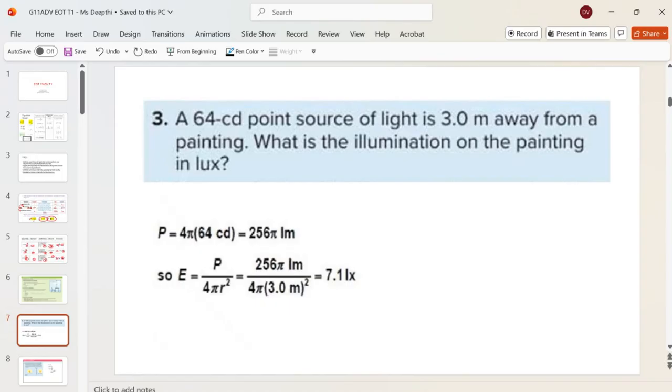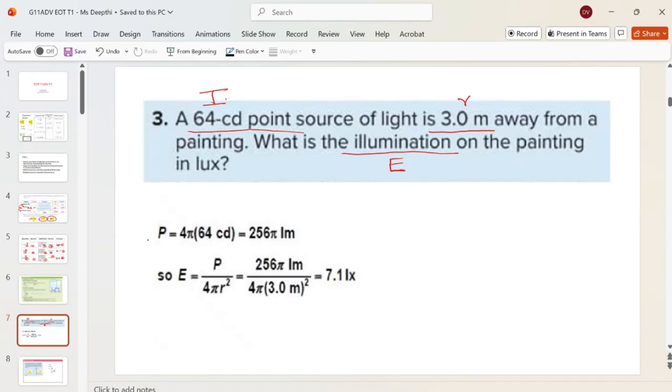Now let's solve some questions related to the topic. Let's go to the first question. A 64 CD point source. You should know the units to identify the quantity, because they will not say in the question what it is. They just said it's 64 CD, which is candela, and you should know that it is a unit of luminous intensity, right? You can put I as the letter, or you can use IV as the letter. Now, it is at a distance 3 meters away. Meter is for distance, so the letter is R from the painting. The question is, what is the illumination of the painting? So you are going to find E.